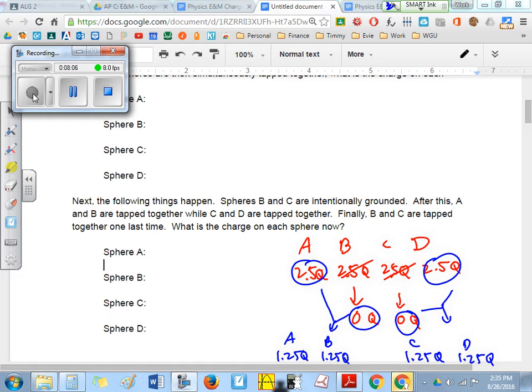And lastly, we tap B and C together. Well, that does nothing. B and C are relatively neutral. They're not neutral, but to one another they are. You know what I mean? They both have 1.25Q. So you put them together, you have 2.5Q, then you divide by 2 again to split it up evenly, and you're back to 1.25Q. So the charges are 1.25Q, 1.25Q, 1.25Q, 1.25Q. That last one was kind of silly. B and C tapped, but nothing happens because they're equally charged.